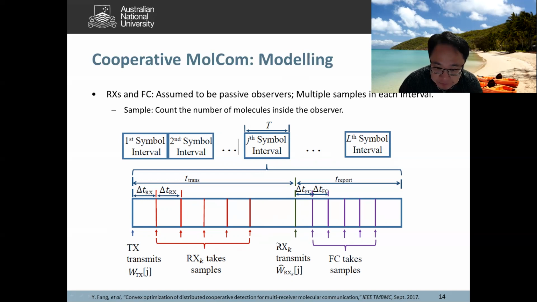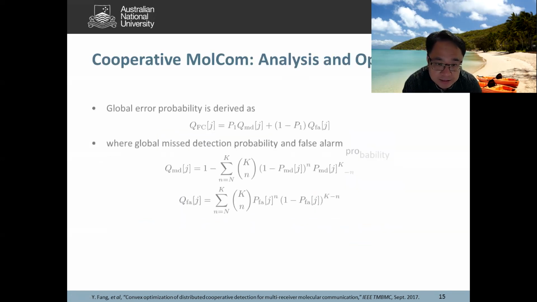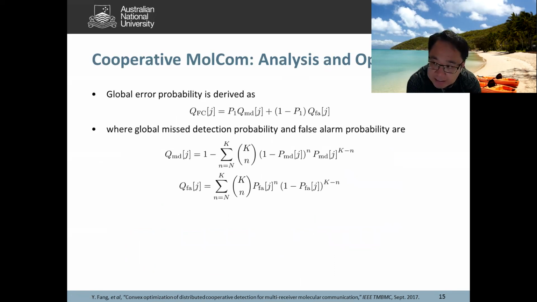After that, the transmitter K will transmit the received signal, and after that, the fusion center takes samples, and we call the second part of the duration T report. So this is the process within each signal interval. And for this case, we have performed analysis and optimization to investigate and to optimize the received performance.